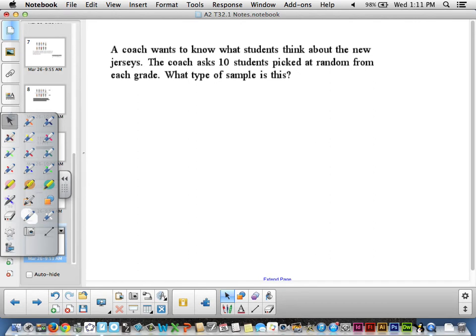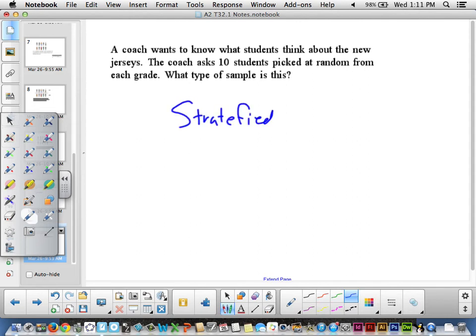Try this one. A coach wants to know what students think about the new jerseys. The coach asked 10 students picked at random from each grade. What type of sample is this? This would be stratified because they're broken into groups, and you ask a few from each group.